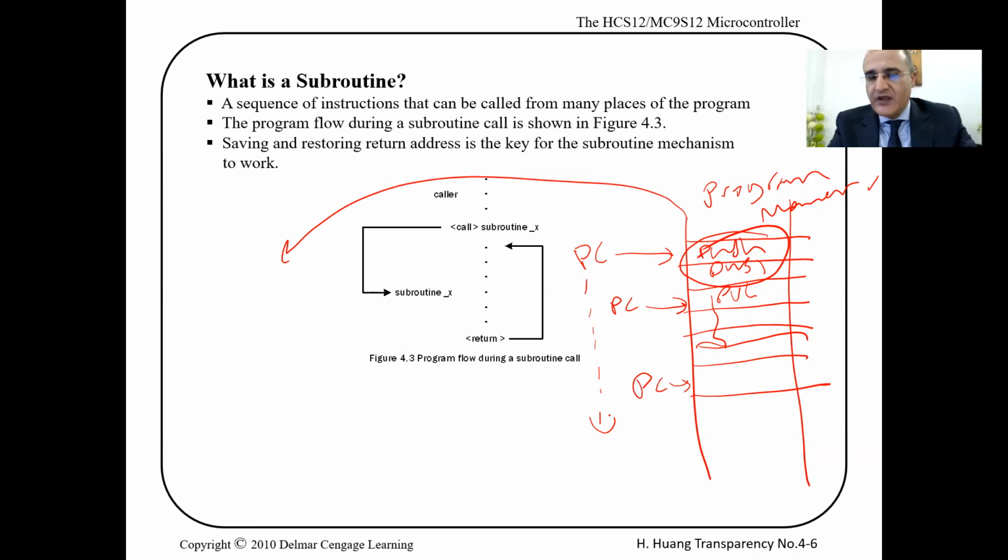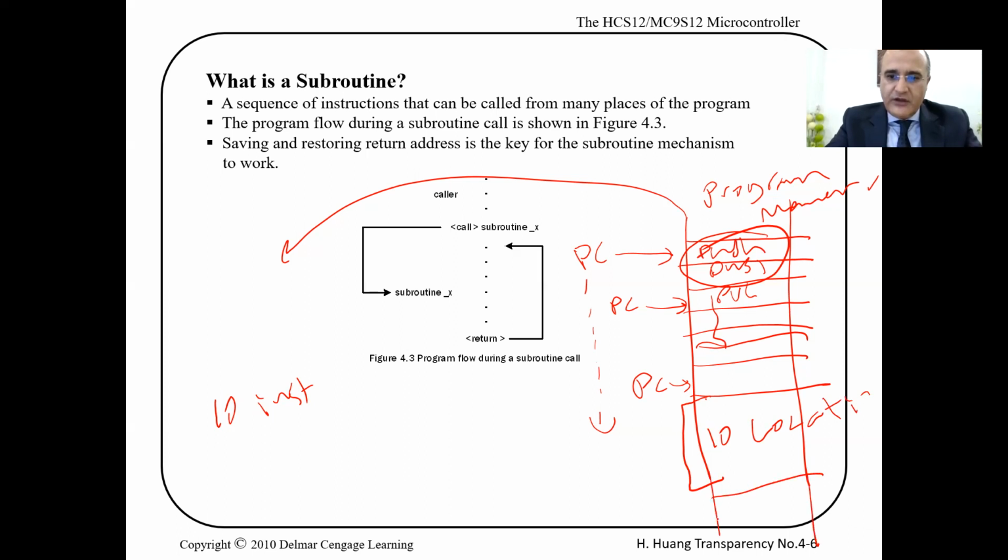A subroutine is a piece of code like the delay code we did last time in our blinking LED program. Let's say you have 10 instructions that take 10 locations. If you want to do the delay here, these will consume 10 locations. If you wanted to use it again here, you're going to reserve another 10 locations. While you don't have to do that.